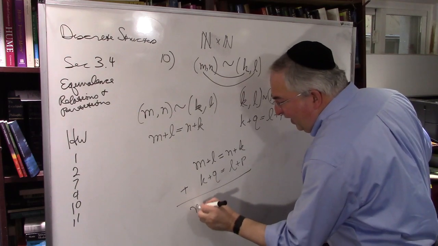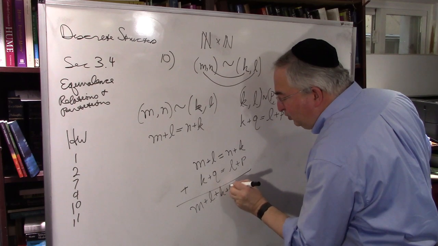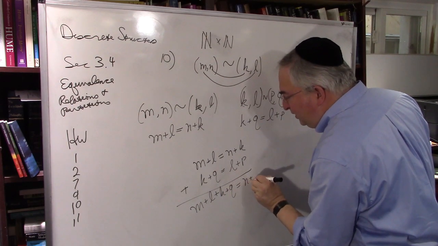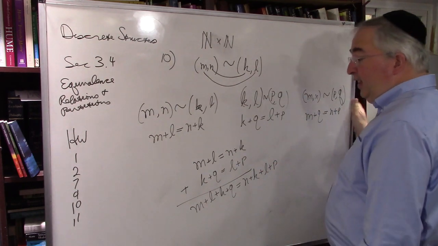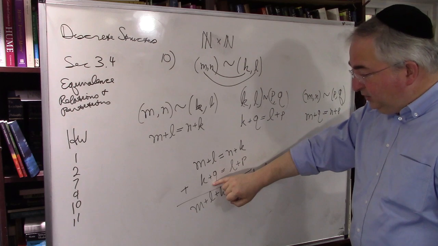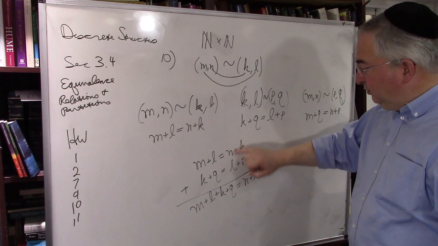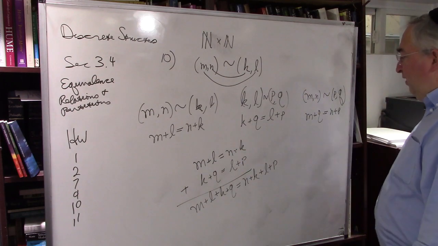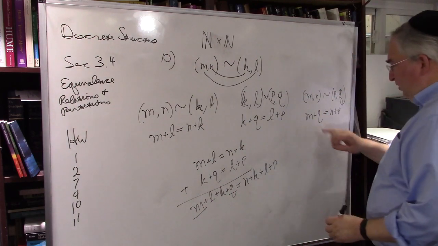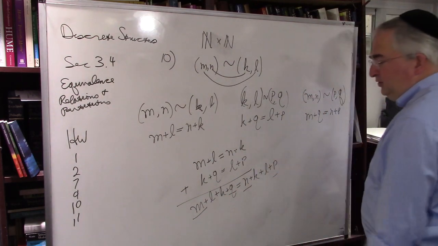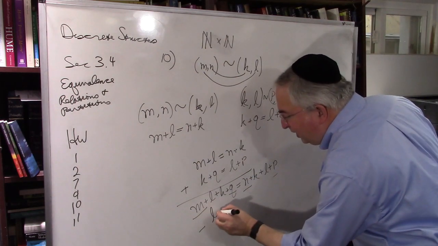So now I'm going to get m plus l plus k plus q is equal to n plus k plus l plus p. I added these two things. This is equal to this. This is equal to this. These two things should equal these two things. That's true. But look what I want. I want m and q, and n and p. So all I have to do is look at these things, subtract from both sides l plus k.